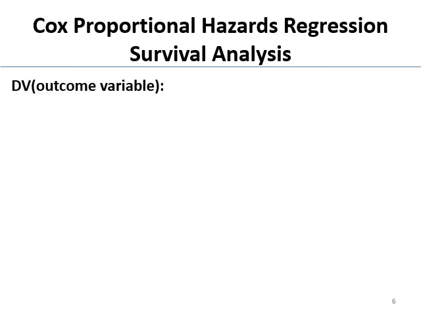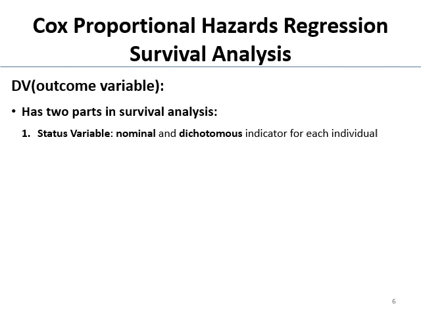So your outcome variable, your dependent variable in survival analysis is a little funky. It has two parts. So it has what we call the status variable, and that's something nominal and dichotomous. It's a dummy variable of either a 0 or a 1, right? And 1 is the event of interest. So in that sense, this is a lot like logistic regression. It's got to be coded 0, no event of interest, 1 event of interest. So that should sound exactly like logistic regression to you.